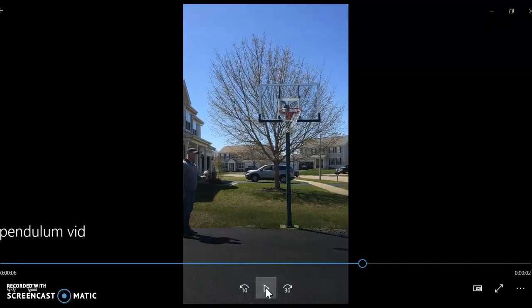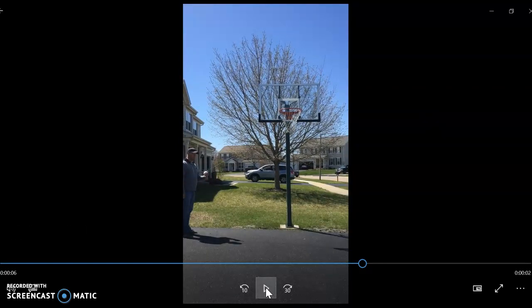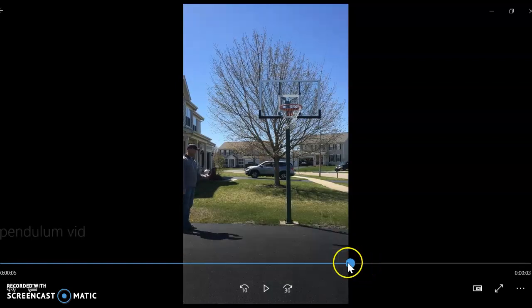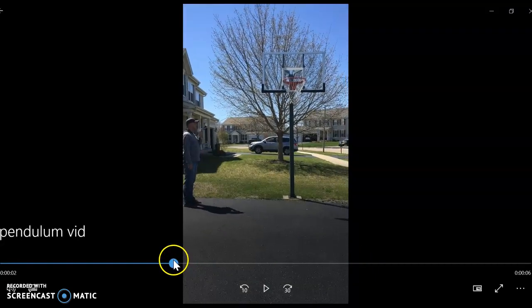So that's one complete oscillation or one complete swing. And you can see where I caught it. It's a lot lower than where my chin originally was. We're ignoring drag and friction, and it should have reached up to my chin if there wasn't drag or friction. But we'll talk more about that later as we learn more about physics. So for now, let's go back to its original position.